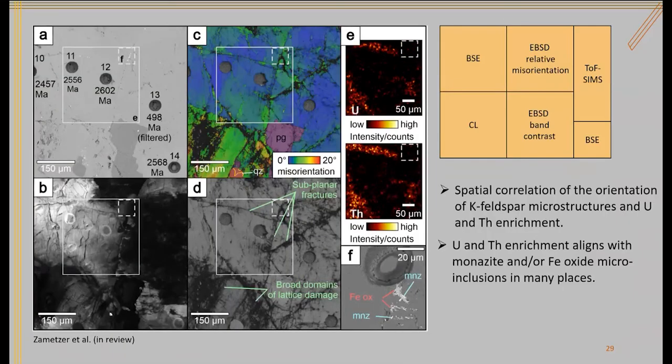This is another example. This is a K-feldspar grain that has a lot of subplanar and irregular fractures. Again, when you look at panel E, the uranium and thorium enrichment nicely corresponds with the orientation of some of these fractures. And in F, the detailed high magnification BSE image shows some iron oxide and some tiny monazites as well in the dashed area.